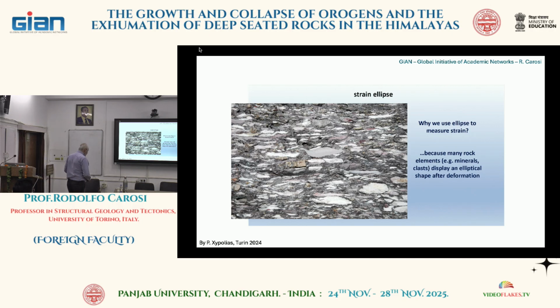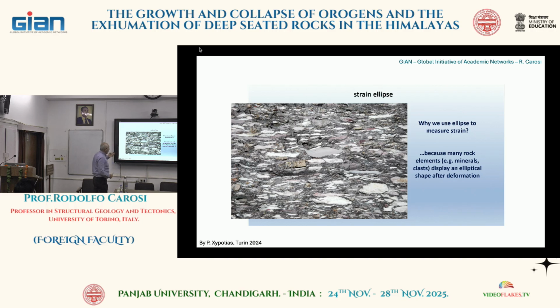So when we try to apply this method to deformed rocks, here we have a good example of Triassic rocks deformed in the Northern Apennines. We have clasts of marble and of quartzite, and you can see that these clasts are elongated in this direction and shortened in this direction, maybe along the main foliation.